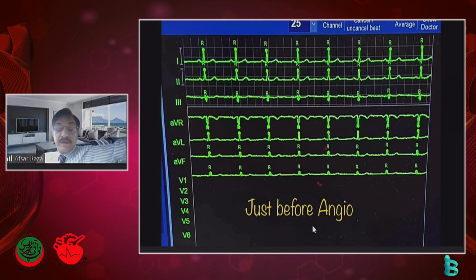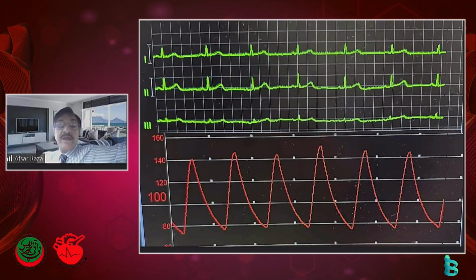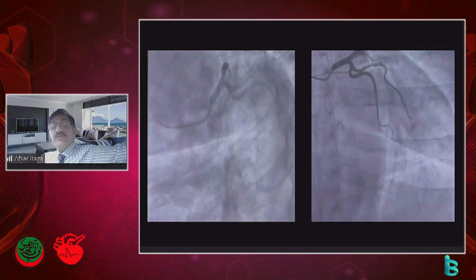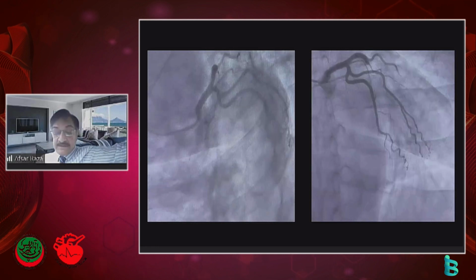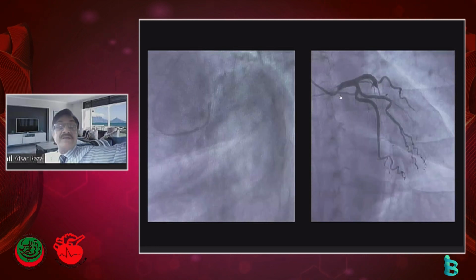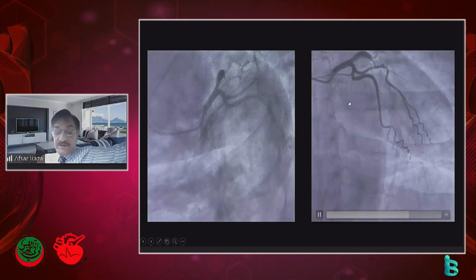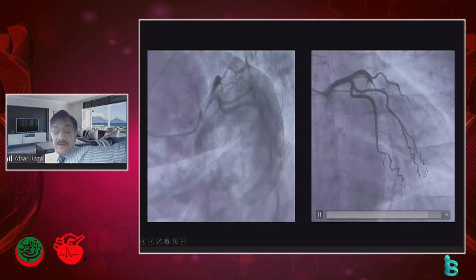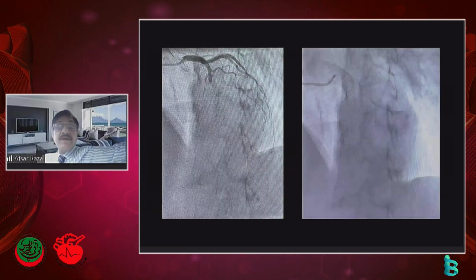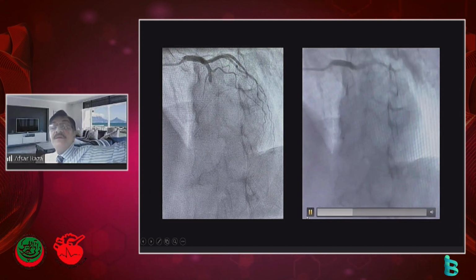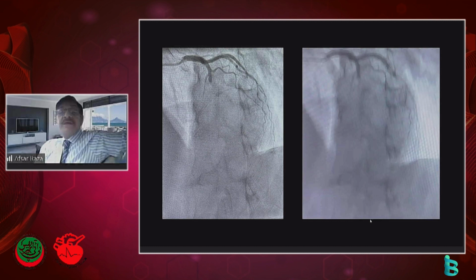And when we put the patient on the table, this is the ECG the patient had, with normal blood pressure of systolic 140. And when we took the picture, there was an impression that there may be some LAD totally occluded, which was confirmed when we did the cranial view, as you can see from here. So it's a totally occluded LAD.